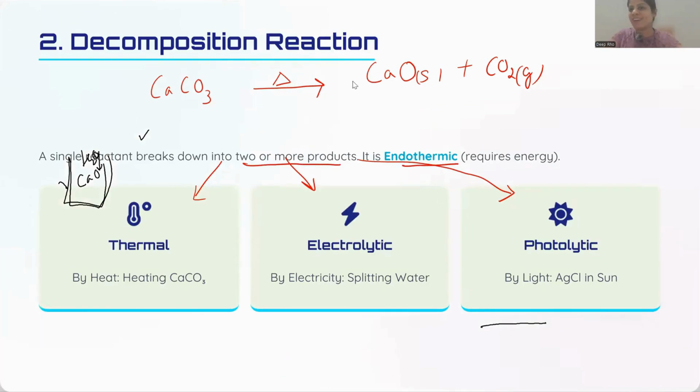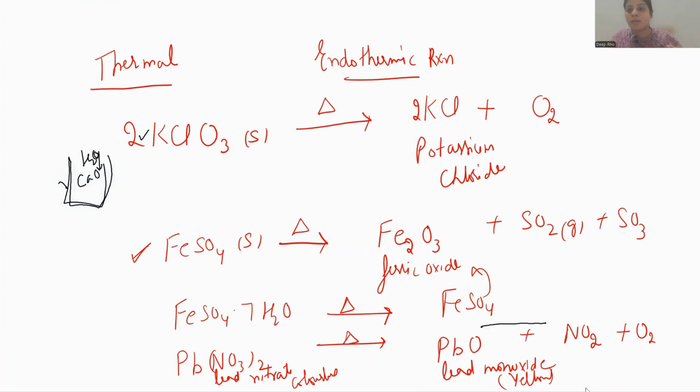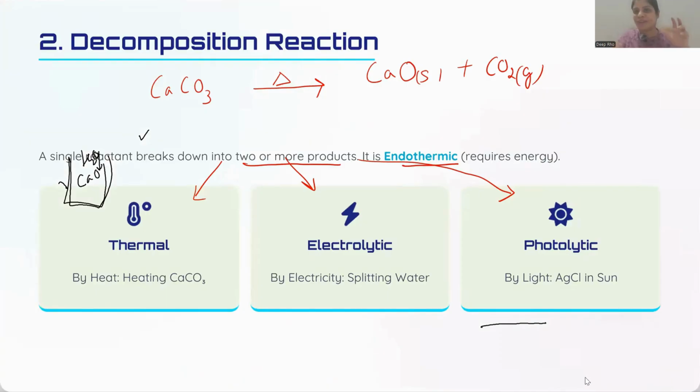Let's do the next reaction, decomposition, as it is just the opposite of combination. A single substance is broken down into two or more substances. A single reactant breaks down into two or more products. It is endothermic. Now you have to tell me a few examples of endothermic reactions from our daily life. Please comment in the comment section. Let's do decomposition reaction. That means heat is absorbed during this reaction.